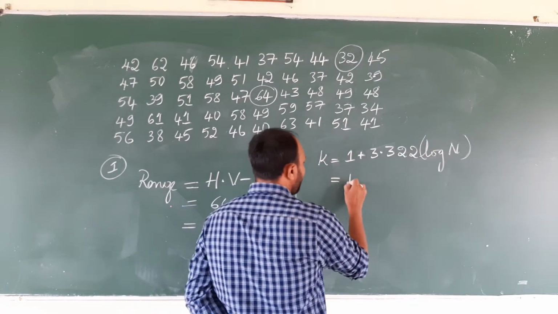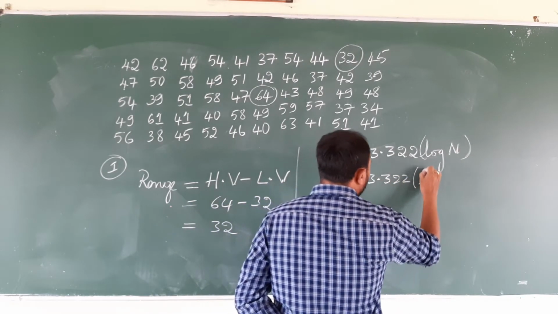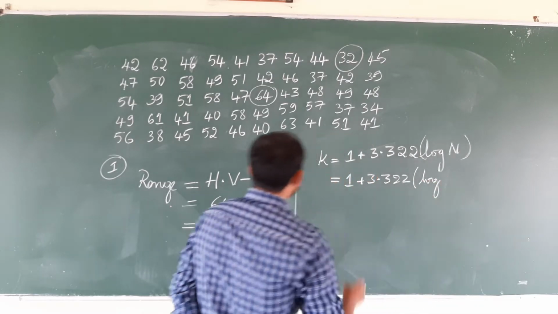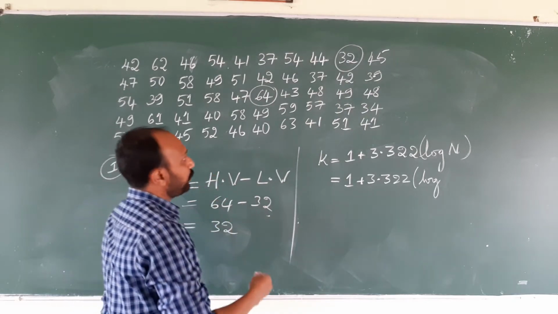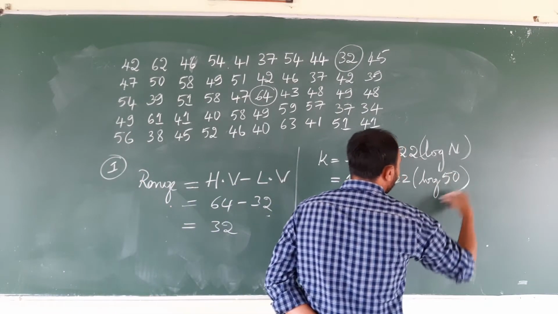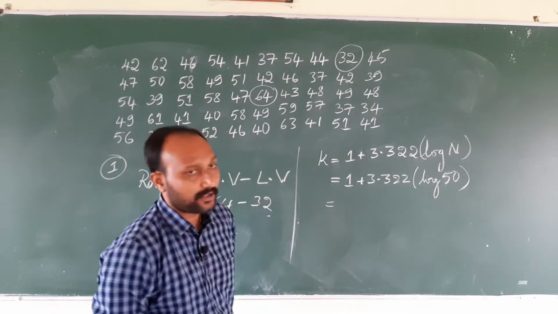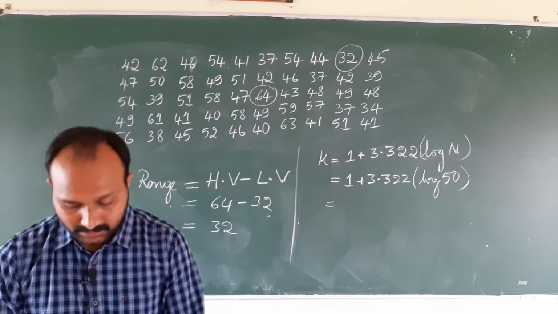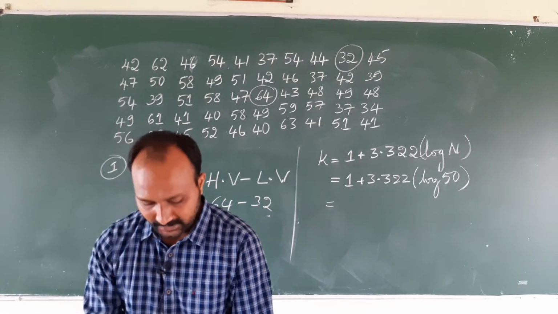So that is 1 plus 3.322 log n. What is n here? N is nothing but the number of observations. Totally how many observations are there? Totally we have 50 students' data. So n is 50. Okay. So first we need to know what the log 50 value is. Using the logarithmic table, you can find out log 50.